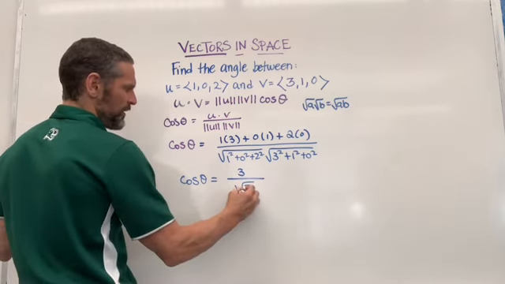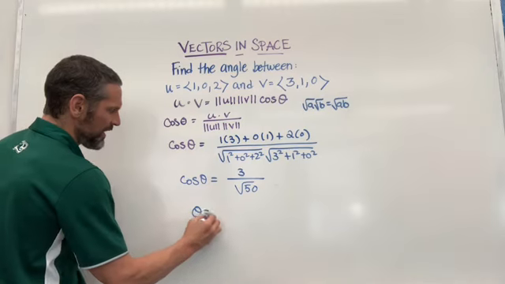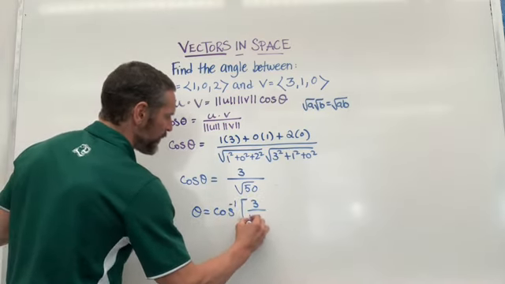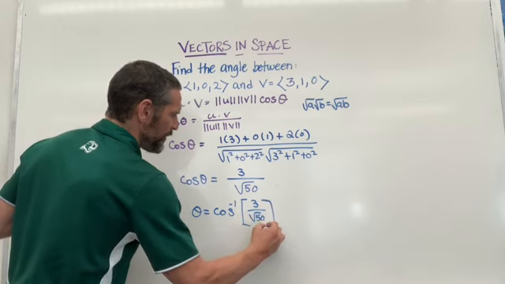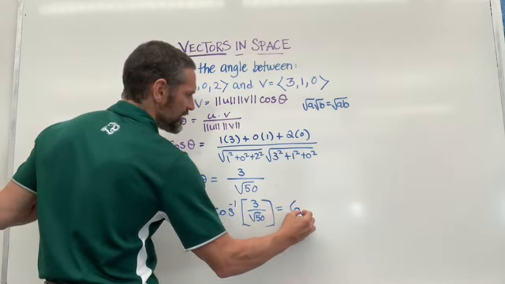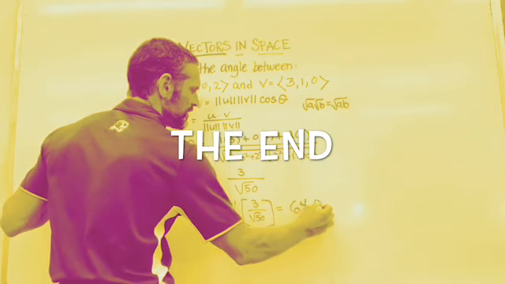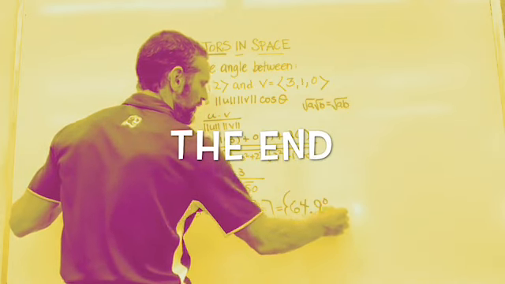The square root of 50, which means that the angle will be the inverse cosine of 3 over the square root of 50. And when you do that math out, you get 64.9 degrees to the nearest tenth of a degree.